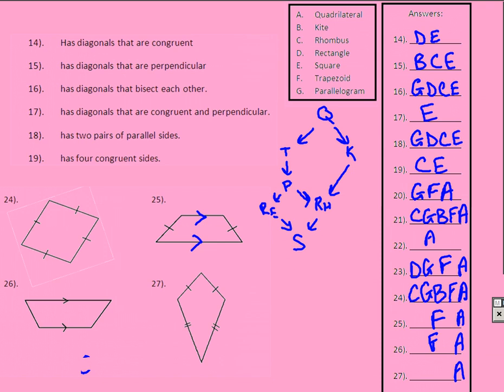And then my last one, number 27. This is where I have two pairs of congruent sides right next to each other. That makes it a kite. So B, and then of course quadrilateral as well. So B and A. All right, coming down the home stretch, number 28.